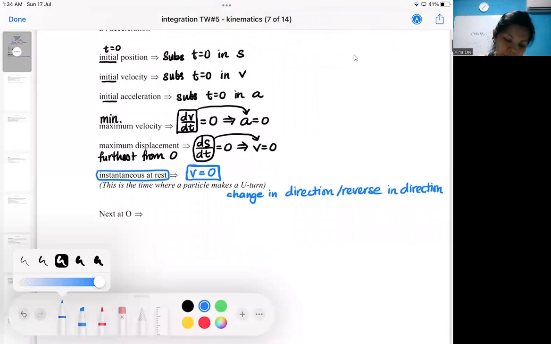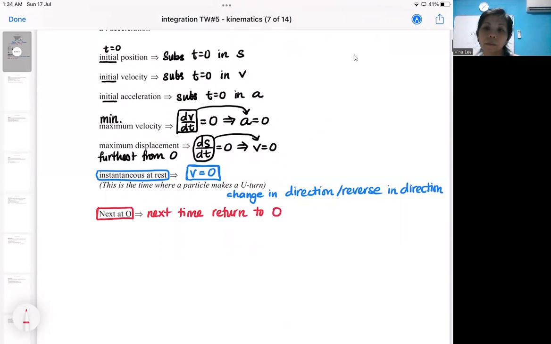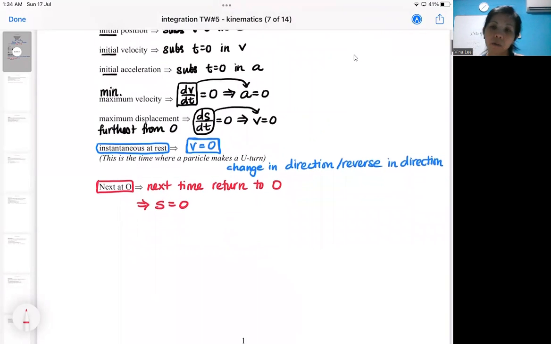Next, "at O" represents another common one. "Next at O" actually represents the next time you return to the original position. When you return to the original position, you have no displacement because you're back to the original point. So most of the time it is s equal to 0, provided O is your original position. These are the few terminologies that are commonly used.